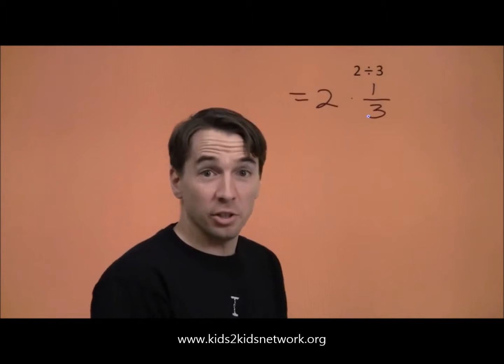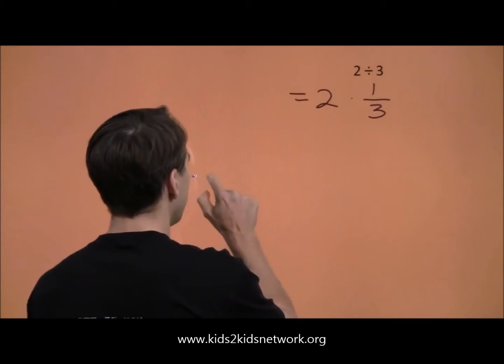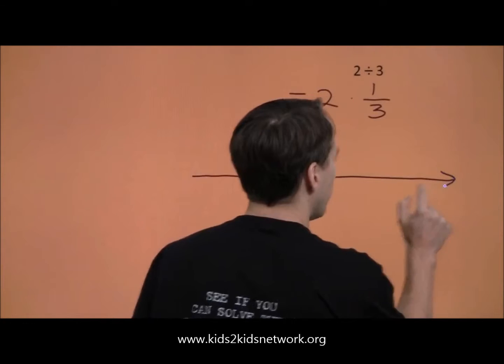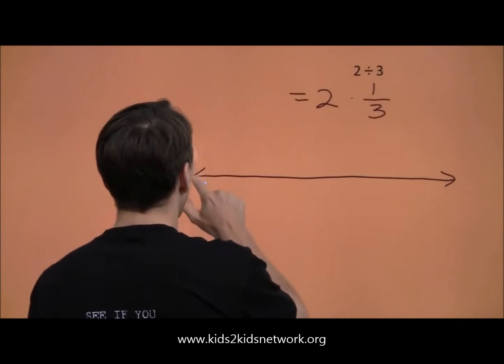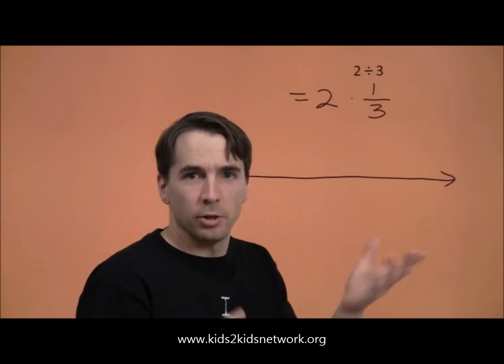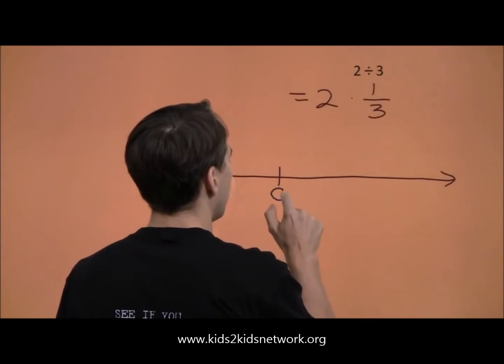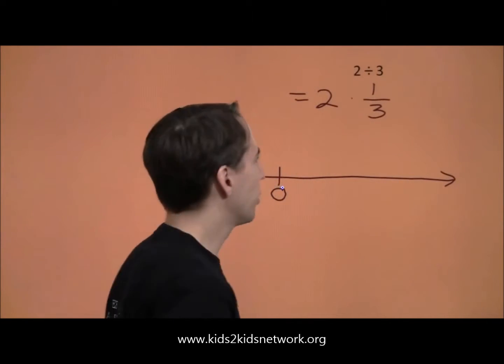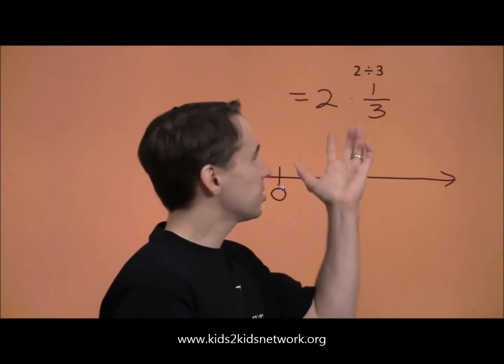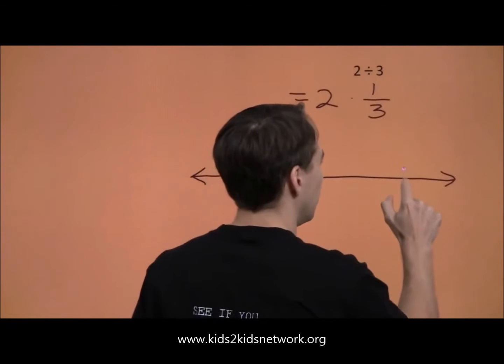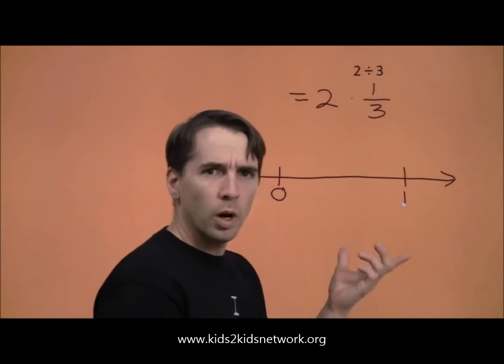Now let's think about where this is on the number line. If it's a number, it should live somewhere on the number line. Now, we already know it's bigger than 0. 0 divided by 3 is 0. 2 divided by 3 is going to be bigger than 0 divided by 3. And 3 divided by 3, well, this is going to be less than that. 3 divided by 3 is just 1.